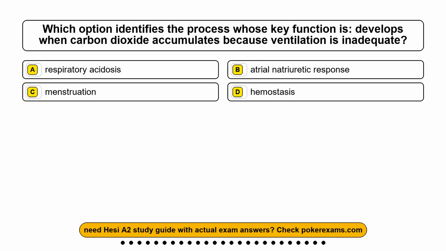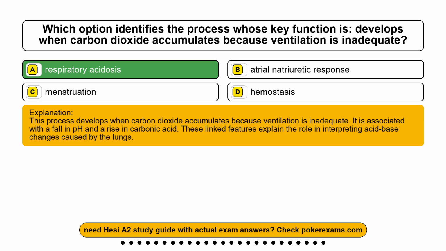Question 13. Which option identifies the process whose key function is, develops when carbon dioxide accumulates because ventilation is inadequate? Option A, respiratory acidosis. Option B, atrial natriuretic response. Option C, menstruation. Option D, hemostasis. The correct answer is option A, respiratory acidosis.